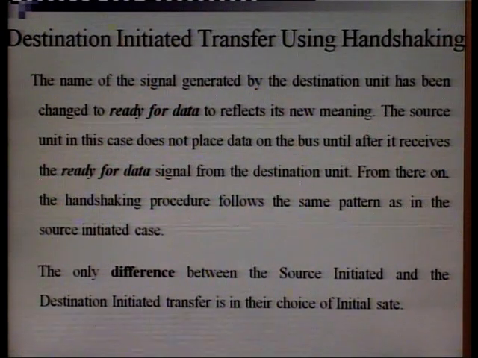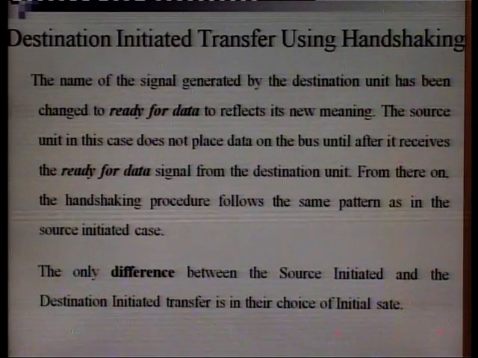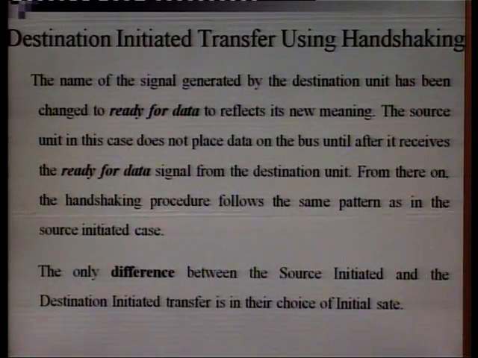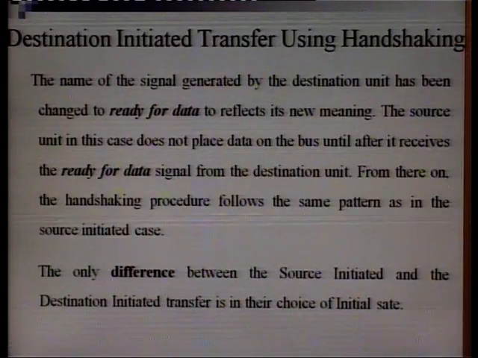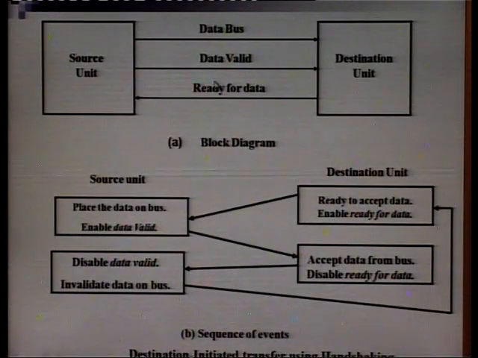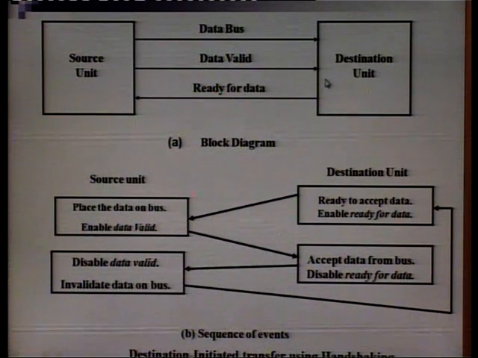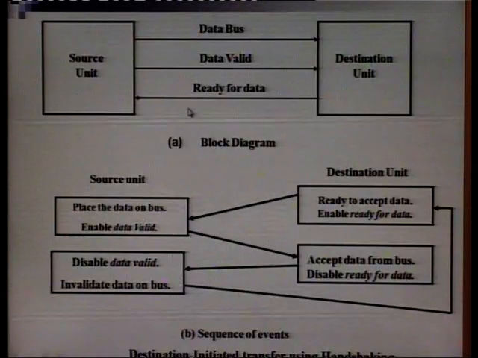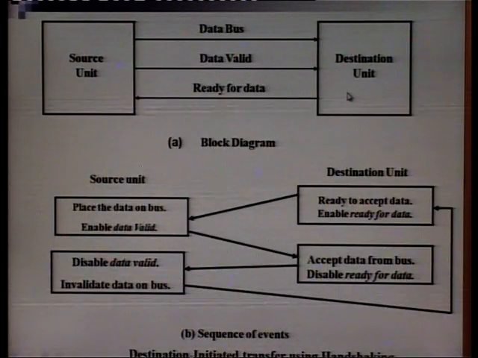The handshaking procedure in this case follows the same procedure as in the source initiated case. The only difference between source initiated and destination initiated transfer is the choice of initial state. In case of source, the initial state is the source unit, but in case of the destination, the initial state will be the destination unit. In this diagram, the data is sent by the source unit to the destination only when it accepts the ready for data signal, which is sent by the destination unit to the source unit. Now the sequence of events.